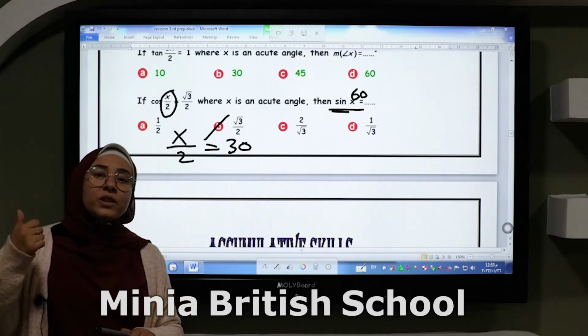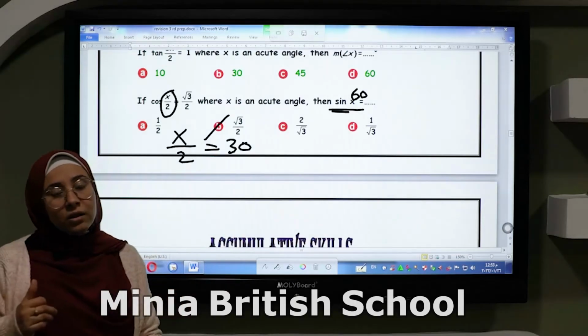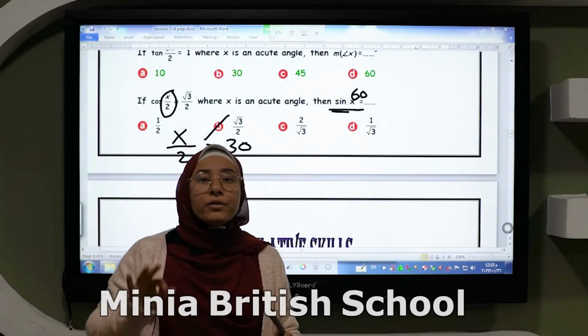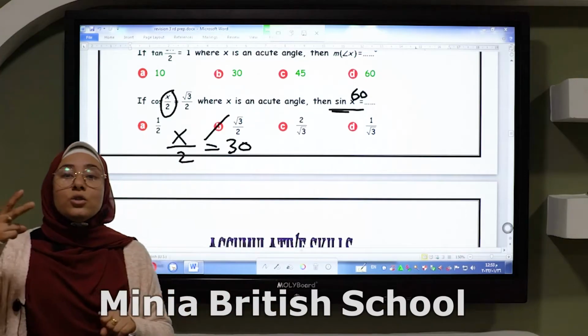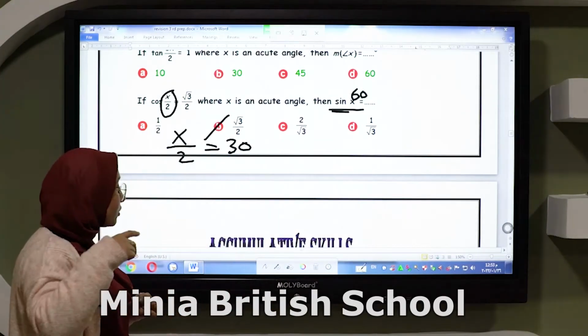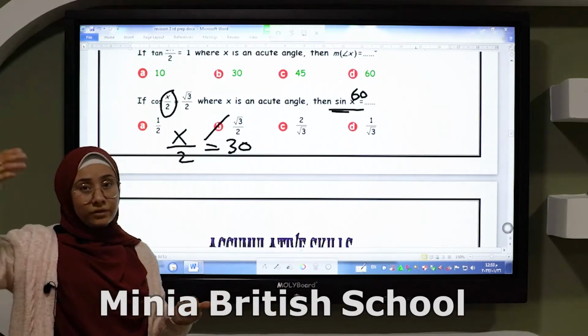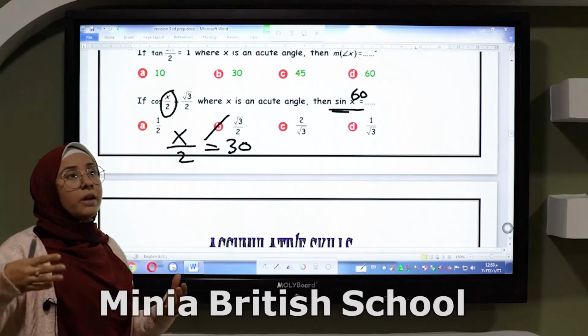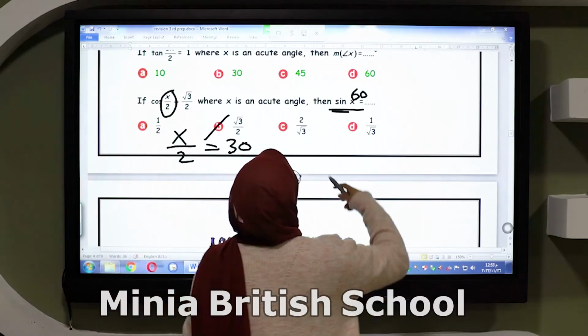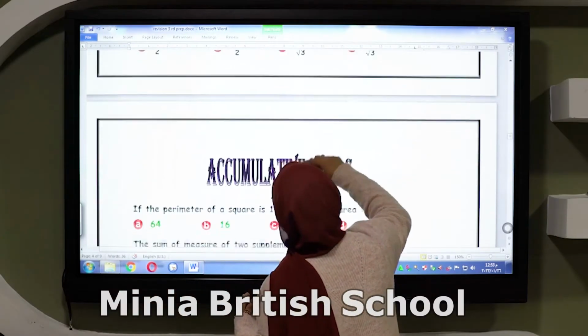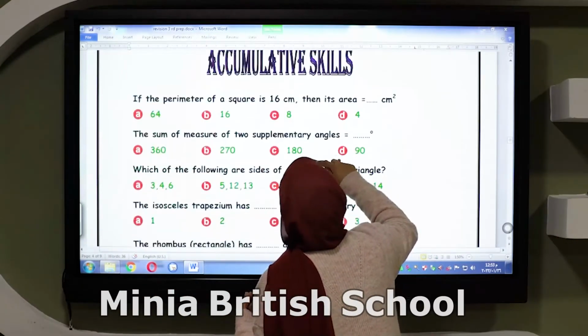Now the first one is a choose. It consists of 6 points. Two points are accumulative from grade 6, grade 7, grade 8. Now we have some accumulative questions.